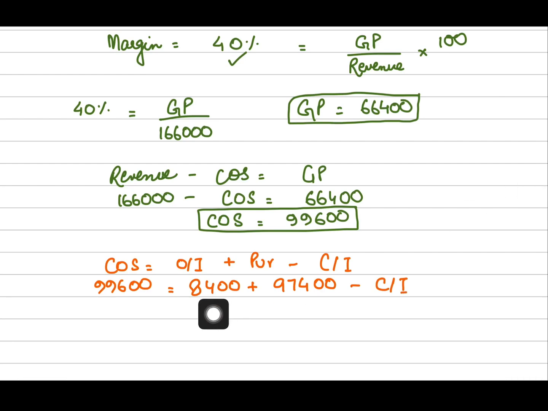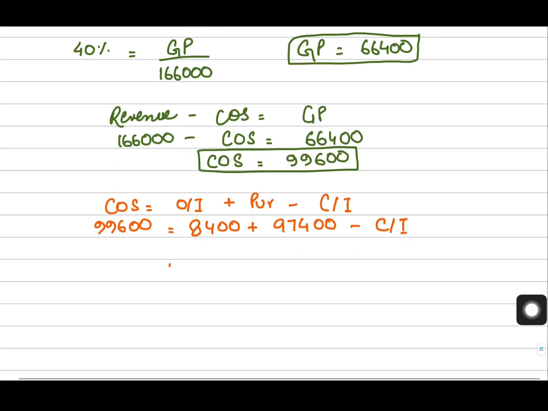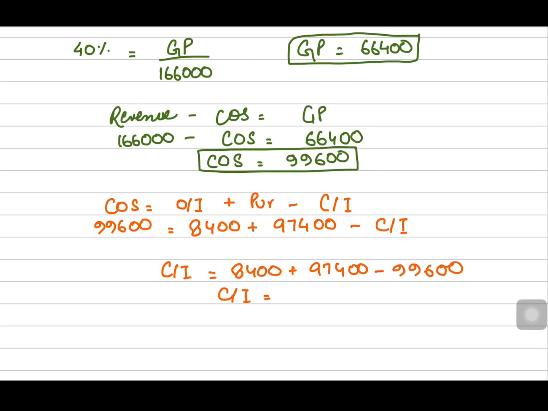Now you have two options: either you take 8,400 to the left side and 97,400 also to the left-hand side, so that will give you a negative figure, minus minus will cancel on both sides, or just take closing inventory to the left-hand side and bring 99,600 over here. So these two terms will remain positive and this will be negative. I'll just show you that. If I am bringing closing inventory to the left-hand side, closing inventory would be 8,400 plus 97,400 minus 99,600. So you will get closing inventory of 6,200.